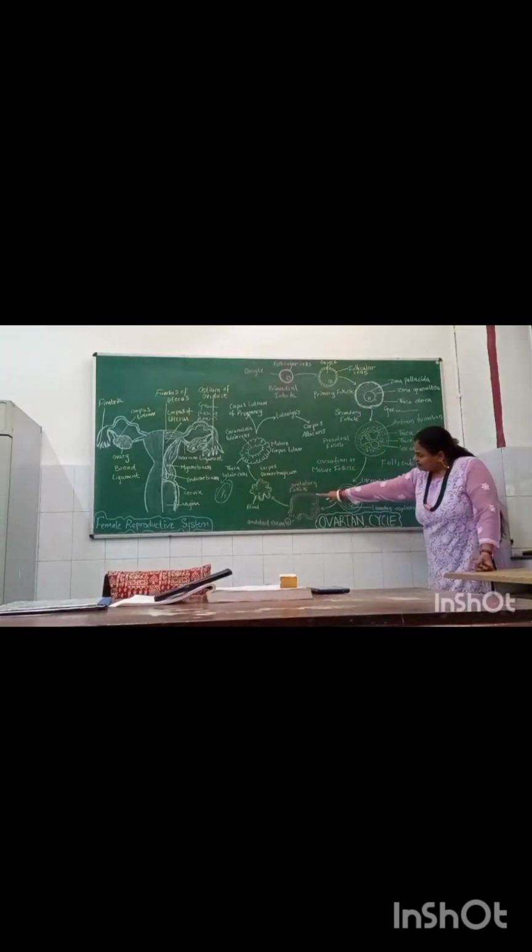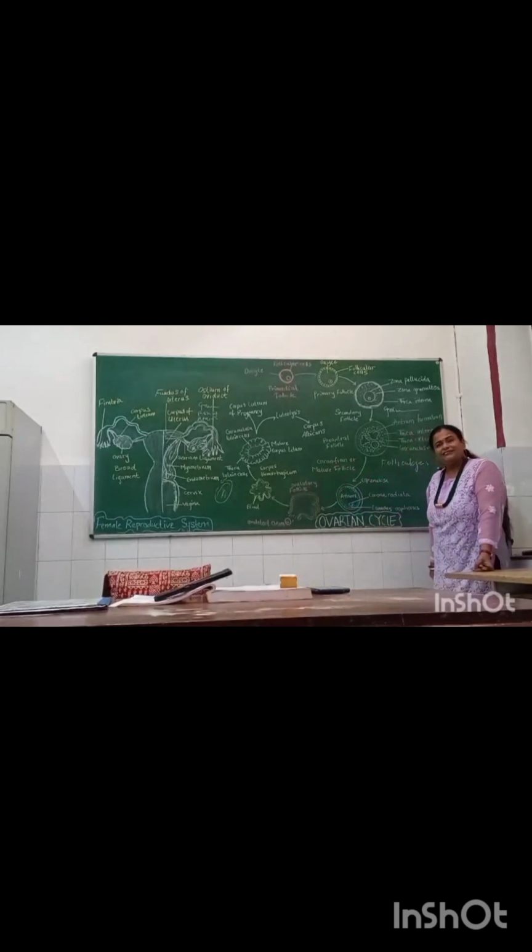And how does this process of ovulation take place? It is not all that easy. Why? Because it takes minimum 48 hours to release the ovum.